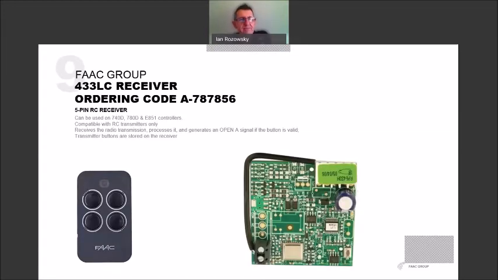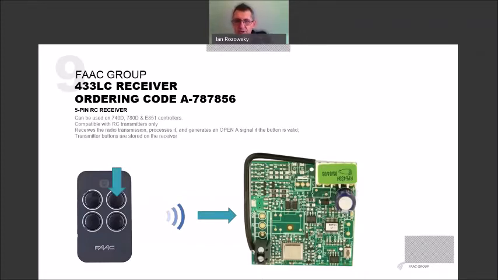So we have firstly the 5-pin receivers. These are used on our 740 sliding gate motors, our 746 and 844, as well as our 851 sliders. This unit is compatible with RC transmitters only. And the way it works is it receives a radio transmission. So we press a button on the remote. There's a transmission that's received by this receiver. It's completely decoded on the receiver.